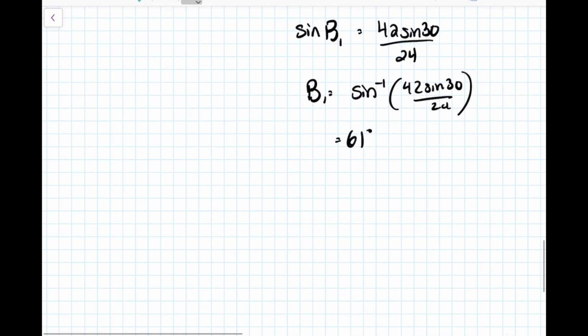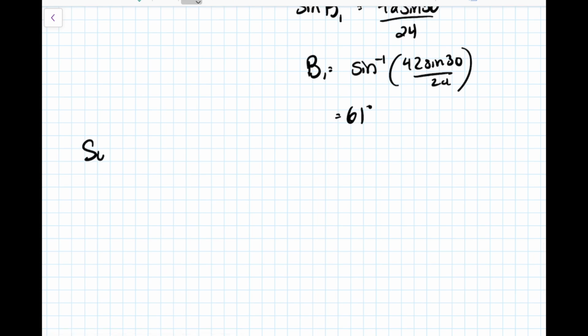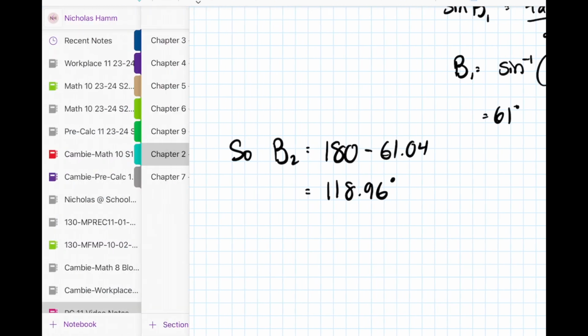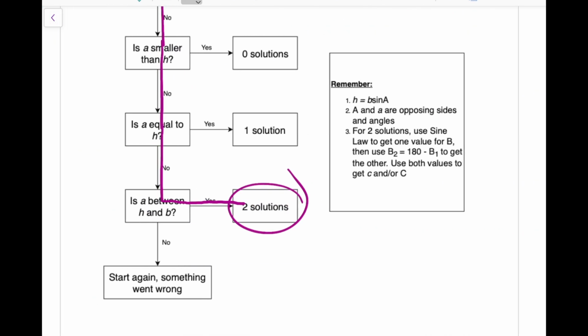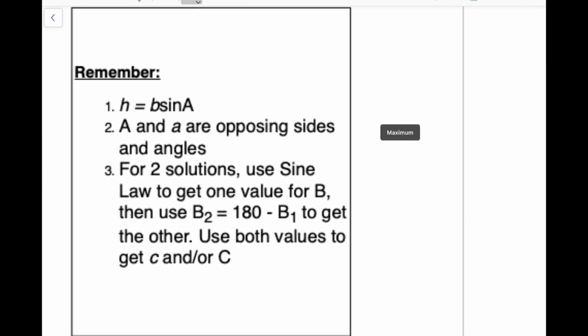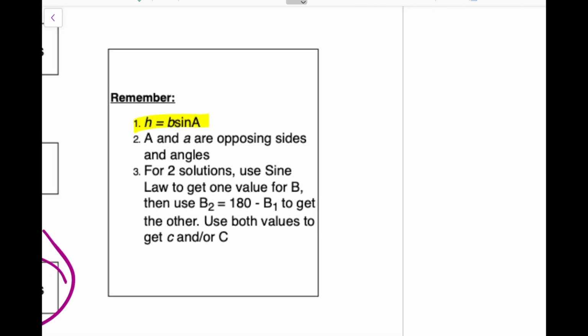So based off of what we saw on the last one, our second value for B is going to be 180 minus our first value for B. So that's going to be 118.96. And that step is actually just given to you on your flowchart. So if you noticed, there's a box here on the flowchart which details how to figure out H, how to relate angle A and side A, and how to get your second value for angle B. So it's all laid out nicely for you there.